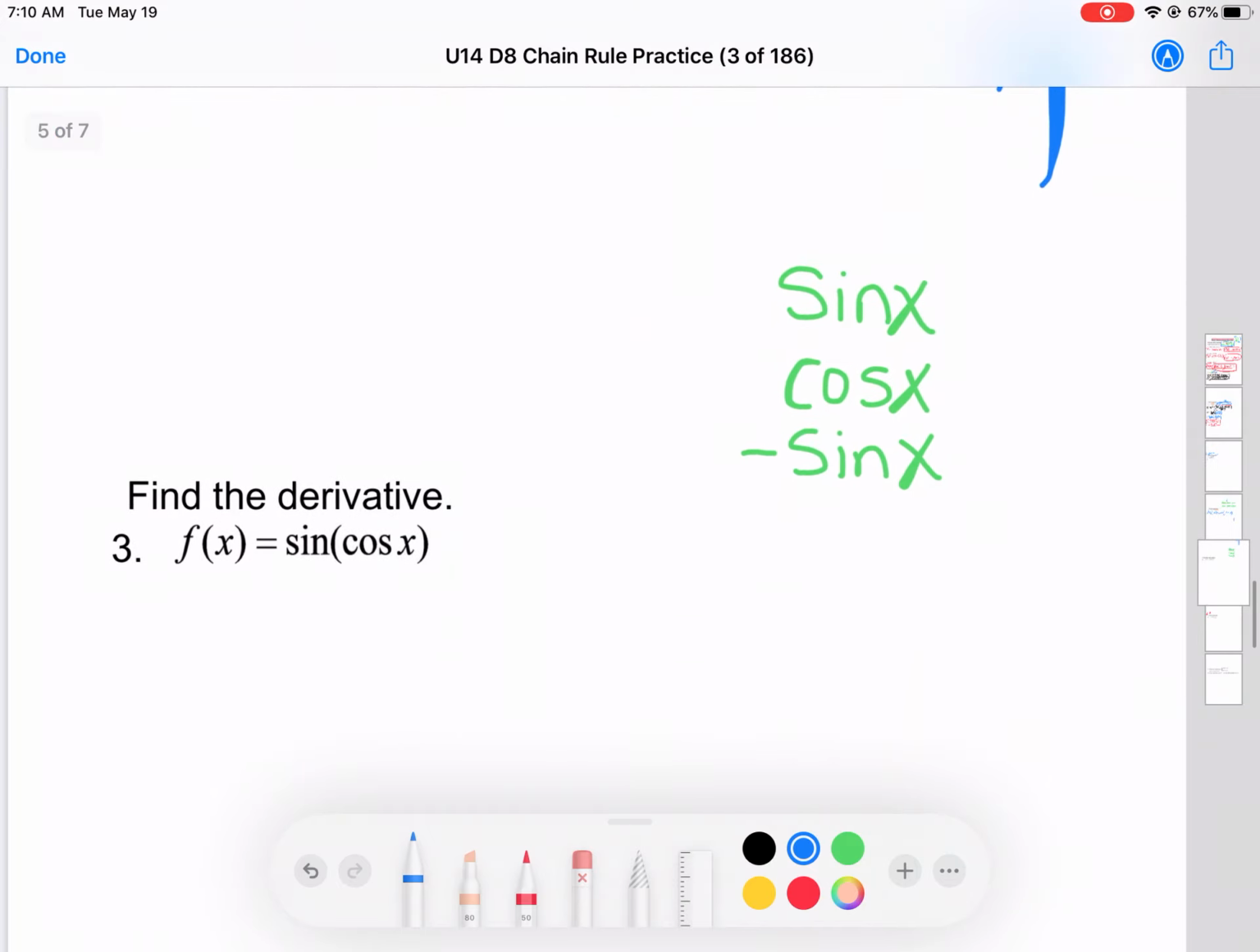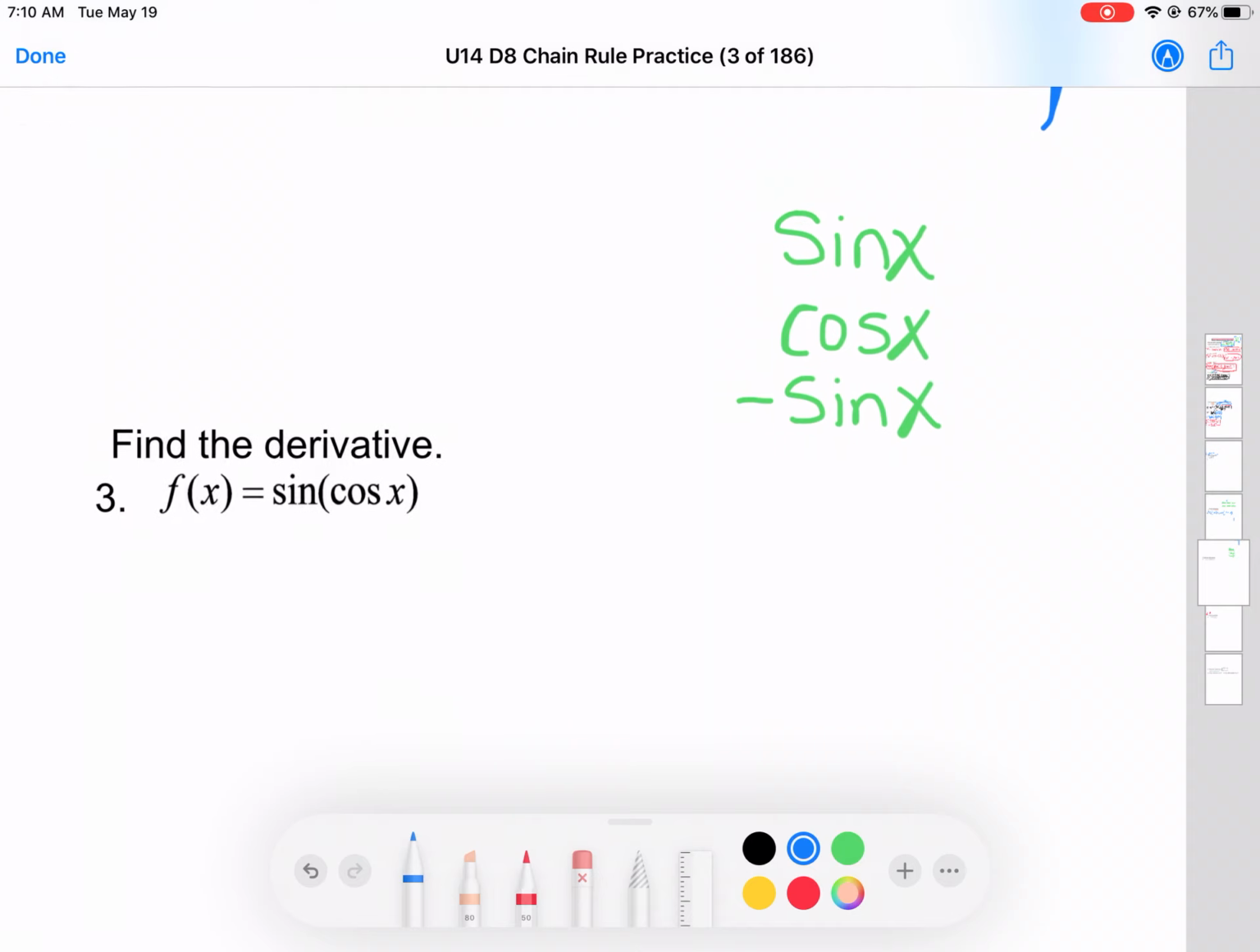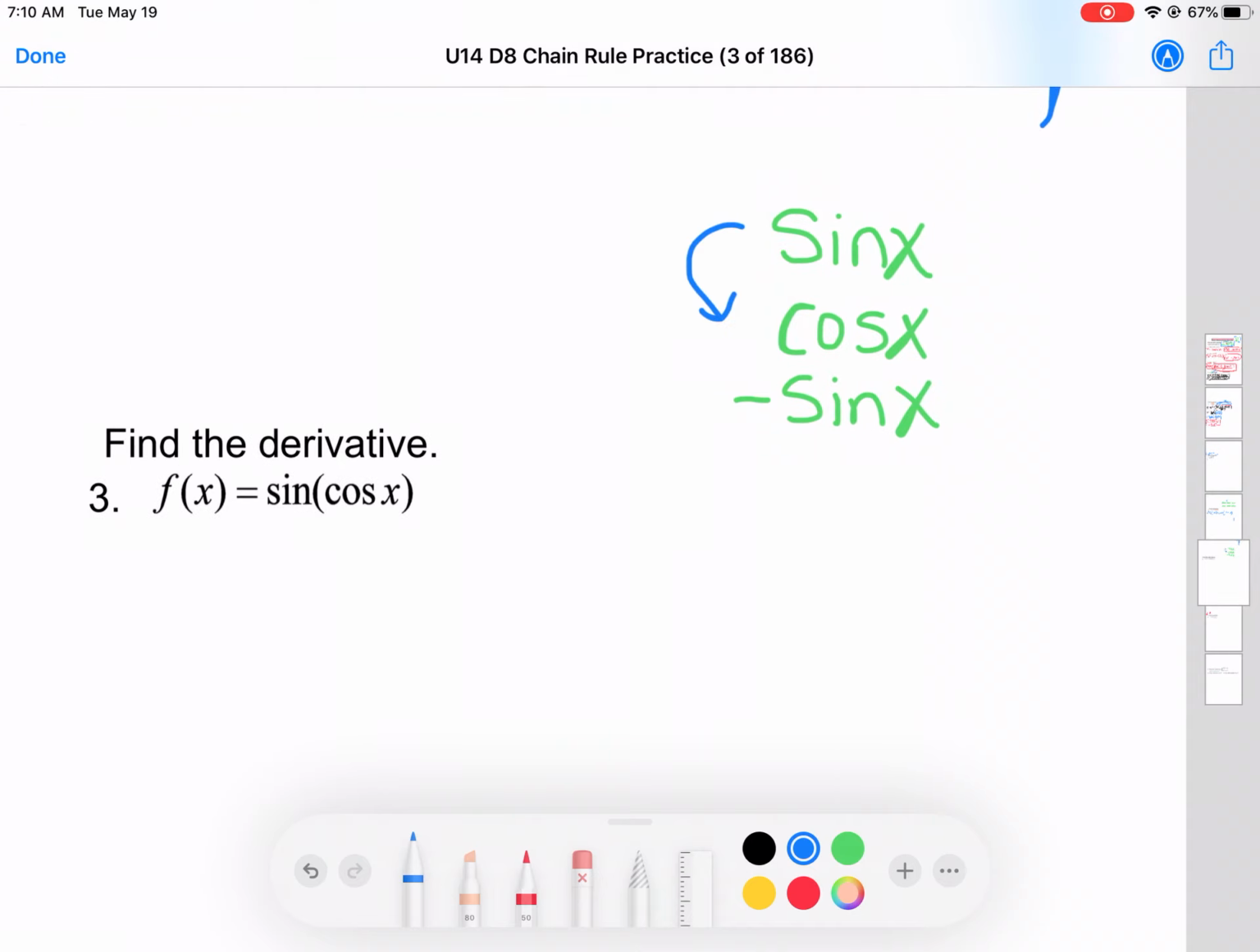All right, 3. I reminded us here, the derivative of sine is cos, and the derivative of cos is negative sine. So let's check out this crazy looking one. Definitely see chain again going on here. Don't be concerned with what this inside is, because you're going to take the derivative of that after.